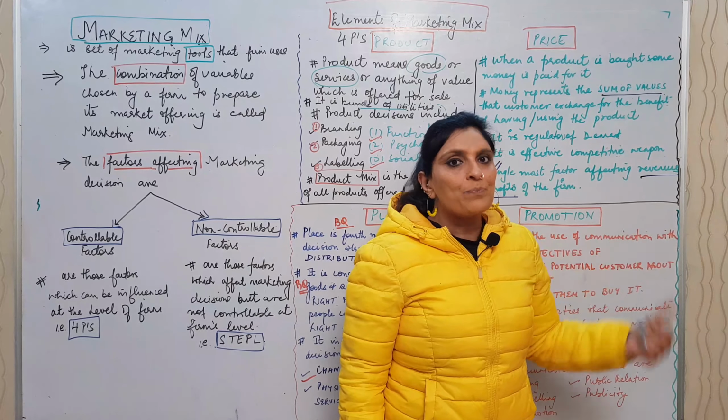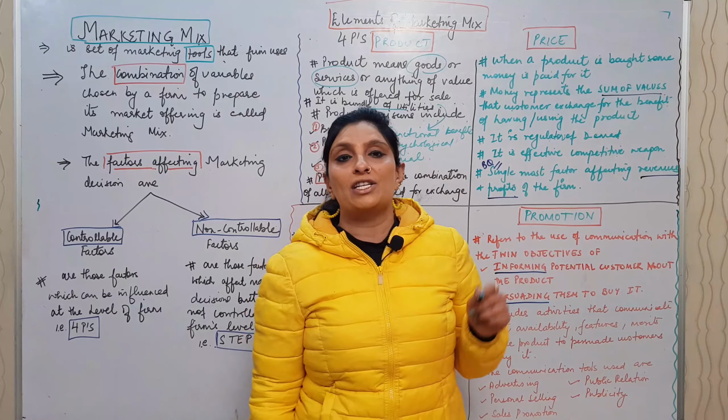Next we are going to talk about is place. Now, what do we mean by place? Place in simple terms means making things available at the right time, in the right quantity, at the right place. Two decisions which we need to keep in mind while talking about place are physical distribution and channel of distribution.